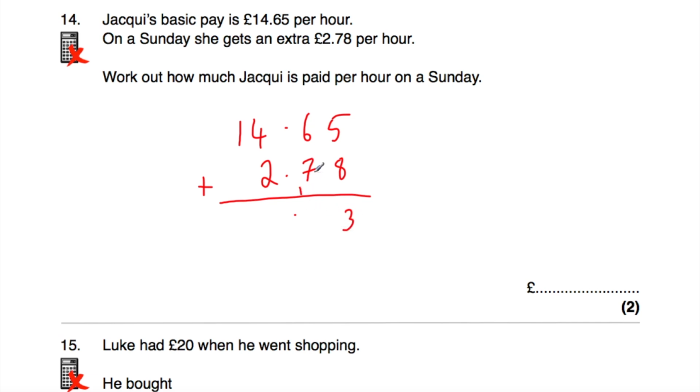6 plus 7 is equal to 13, plus another 1's 14. So put a 4 down and carry a 1. 4 plus 2 is equal to 6, plus another 1 is equal to 7. And then we've got the last one there, so that's going to be £17.43p. So she's paid £17.43p per hour on a Sunday.